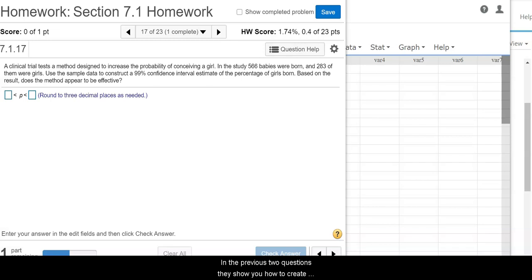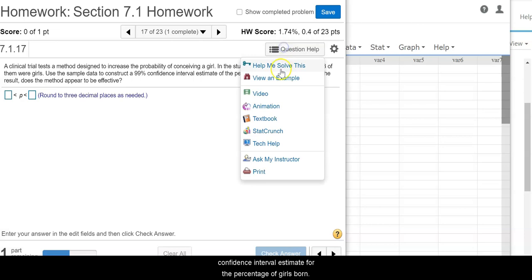In the previous two questions, they showed you how to create confidence intervals step by step, like using the table to find the z and finding the margin of error and all the rest of that. And that's a good way of doing it. But you can also use StatCrunch to find the confidence interval. So in this one, it says 566 babies were born and 283 of them were girls, and they want you to create a 99% confidence interval estimate for the percentage of girls born.